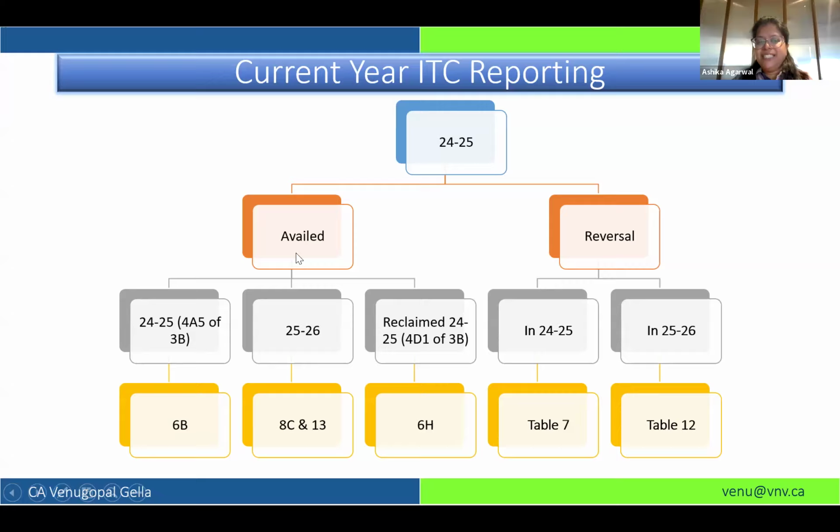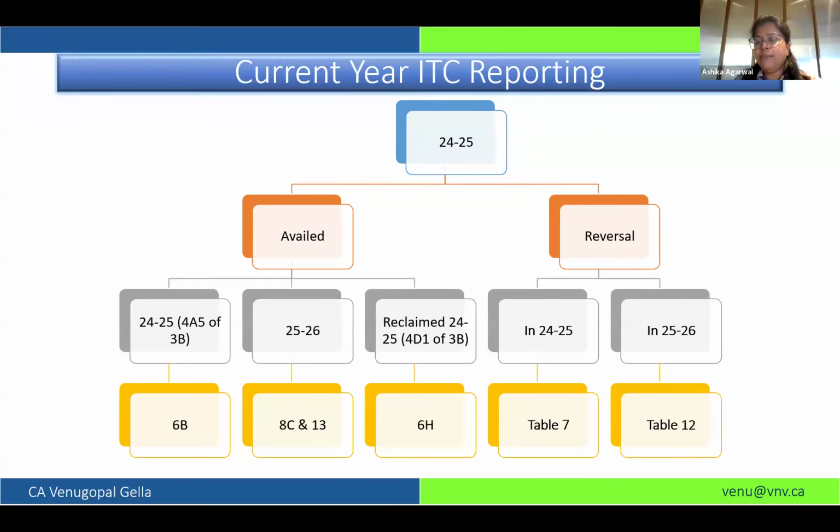So what ITC of 24-25 gets auto-populated in 25-26, you have to report in table 8C and table 13, which basically deals with the reporting of carry forward. Now, availed does not only include fresh availment, but it also includes reclaimable due to reporting changes in 3B. That reclaimable ITC you have to report in 6H. So basically what you have reported in 4D1, which belongs to 24-25, goes in 6H.